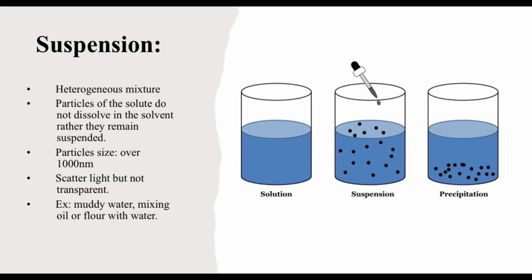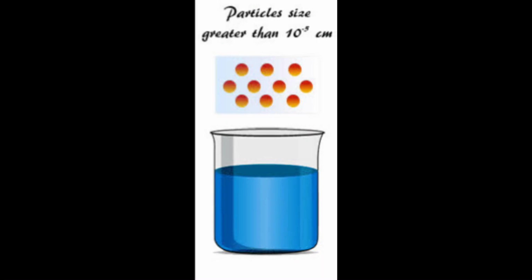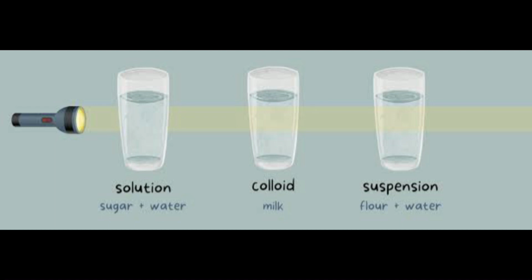Second is suspension. Suspension is a heterogeneous mixture in which the solid particles are spread throughout the liquid without dissolving in it. Particles of the solute do not dissolve in the solvent, rather they remain suspended in bulk throughout. The size of the particles of suspension is large enough to be visible to the naked eye. Its size is over 1000 nanometers. It can scatter light but is not transparent.